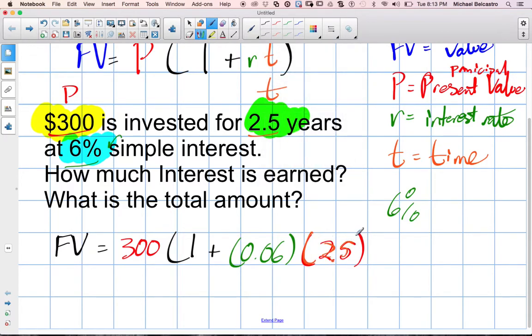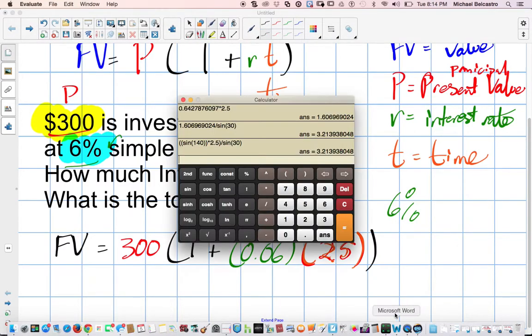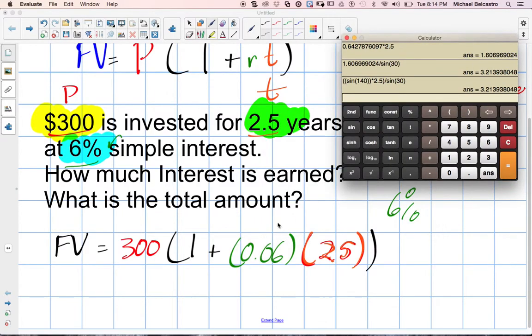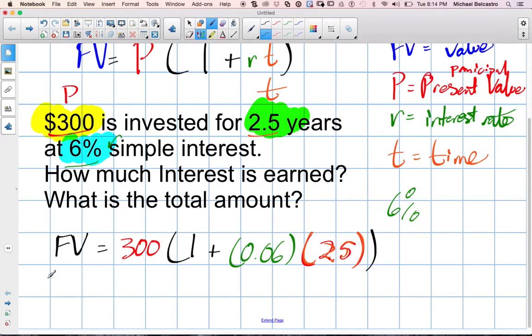Okay, so what we want to do now is essentially work out all of this BEDMAS. When we're looking at this, we're thinking of BEDMAS. So we'll take out our calculator here, and we'll go through BEDMAS. The very first thing here is we have these 2 things. We need to multiply them. 0.06 times 2.5 equals 0.15. Great, so we'll do this one step at a time.